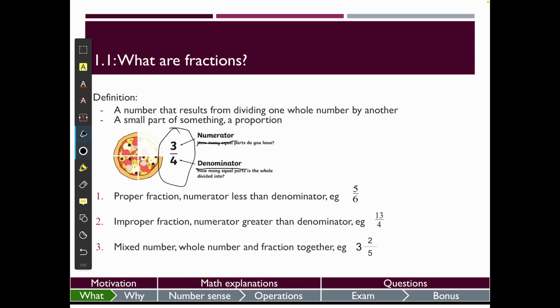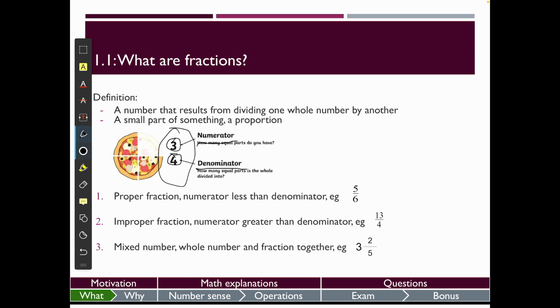So if you want to consider a proportion of a pizza like this, 3/4 is like dividing the pizza into 4 parts and getting 3 of them. That's called 3/4 of the entire pizza.